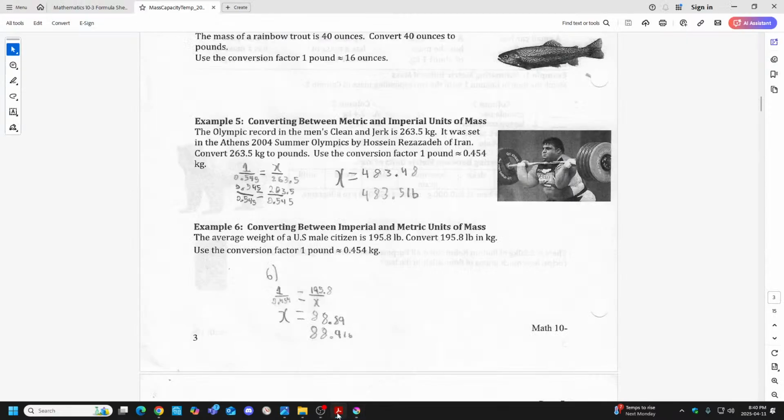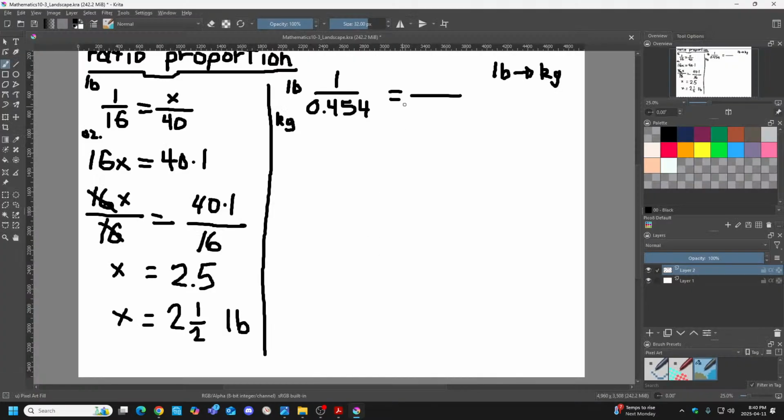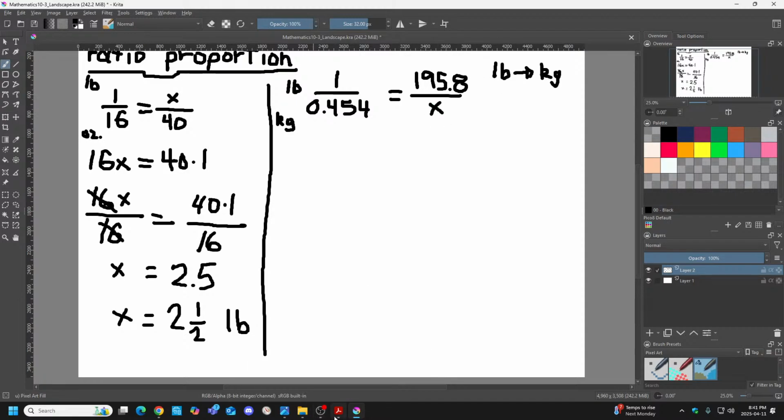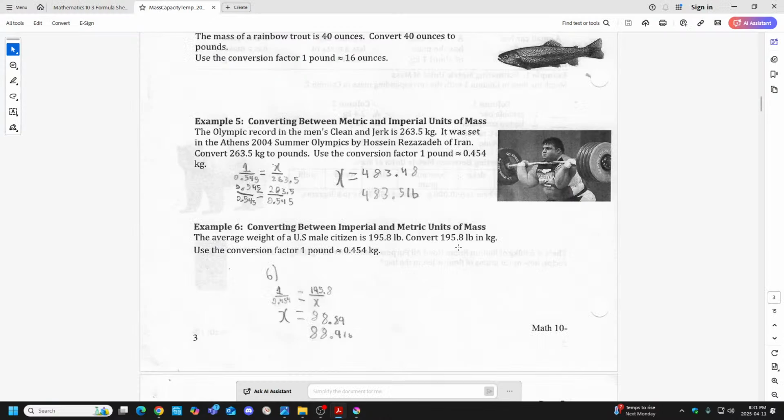Okay, but that's okay. They're word problems. Word problems are good. 195.8 pounds. 195.8. And then that means this is going to be X, or our unknown. You could use A or B. You don't have to use X, guys. Okay? Use whatever variable you want. This is called a variable. Okay, just make sure, right?